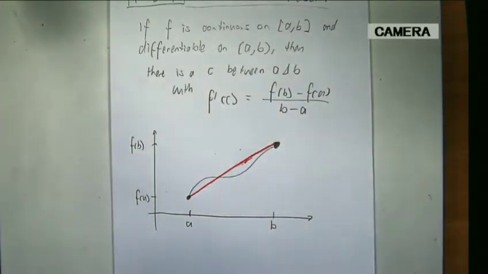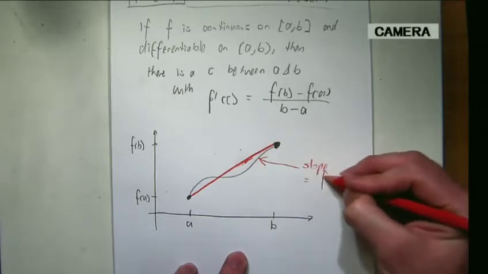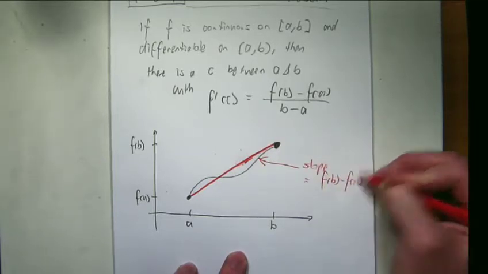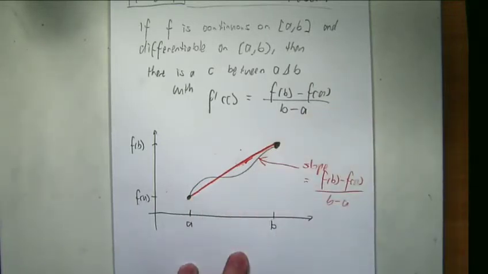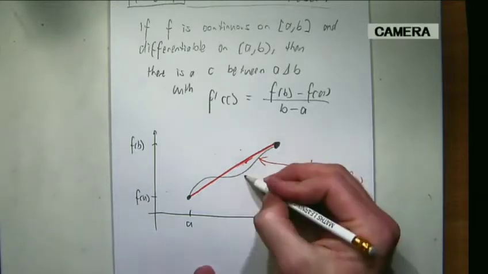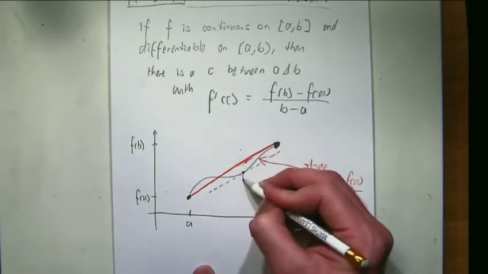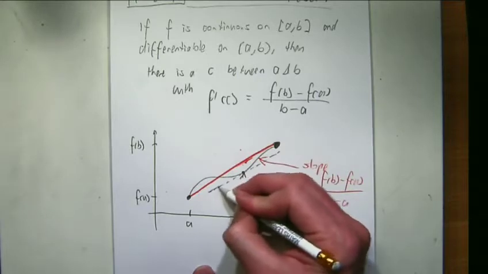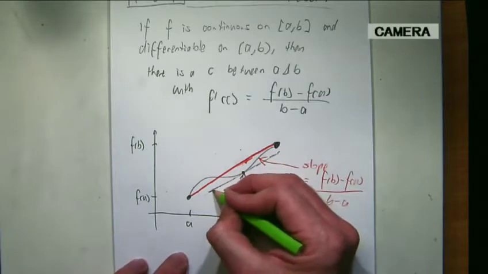That's the average slope. So that red line, the slope is f of B minus f of A, that's the height, over B minus A, that's the width. Okay? And what it's saying is that there must be at least one point somewhere in between A and B where the true slope, like the tangent, has the same slope. So there must be at least one point somewhere in between.